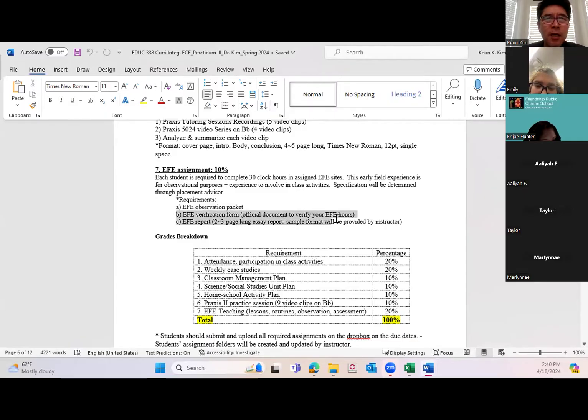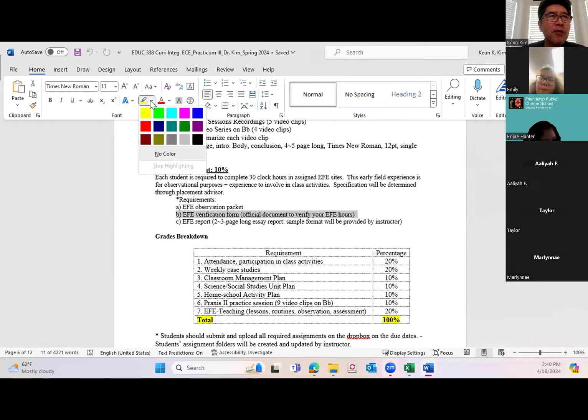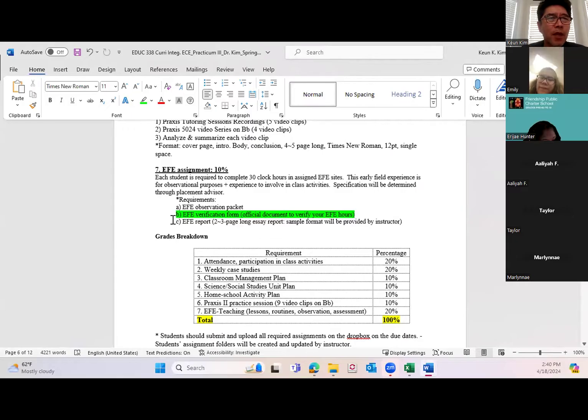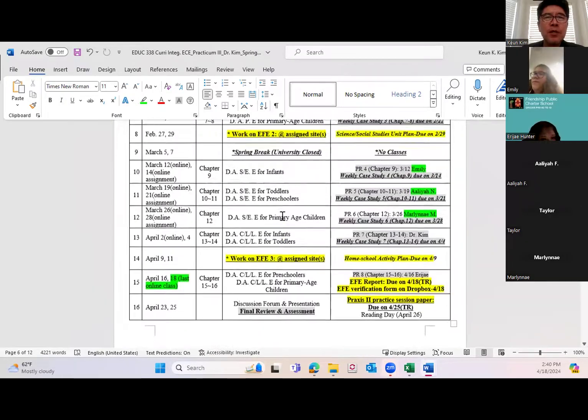The most important thing is the EFP verification form. It is an official document to verify you successfully completed your EFP hours. And the EFP report is a 2 to 3 page essay about your EFP observation hours. It is due today, so please upload it. Also, the practicum session 2 paper. I already sent some resources for the session 2 paper to Samira by email, and I CC'd you all. I think you received the resources, right? It is due next Thursday, 1 week later. Please upload this session paper to your Dropbox folder.